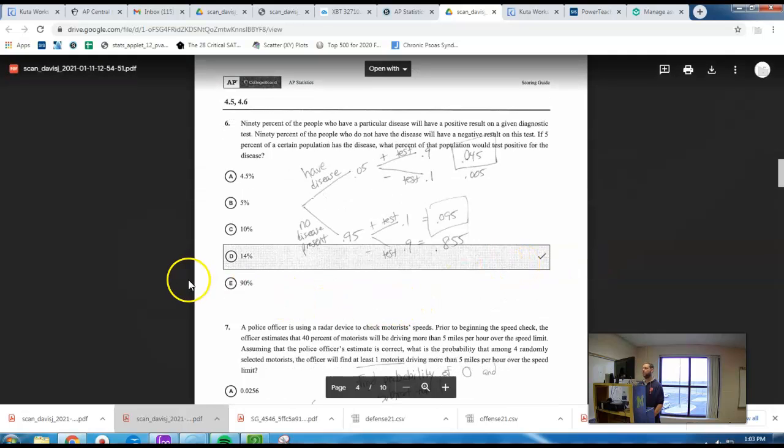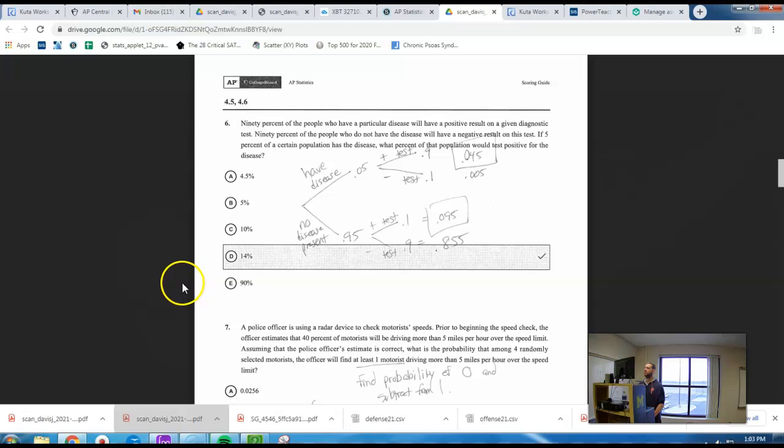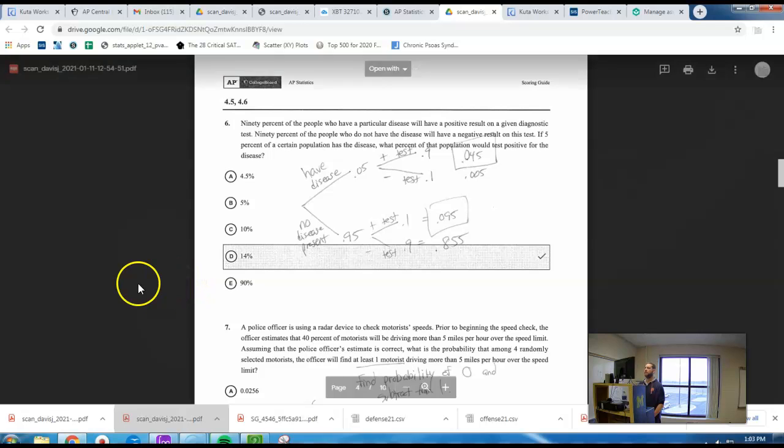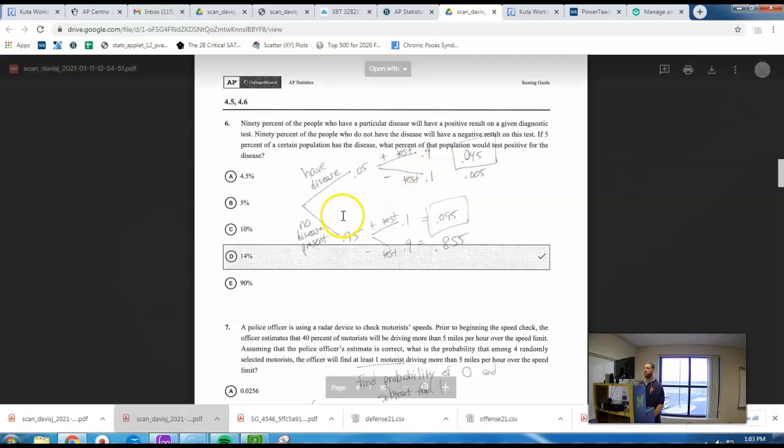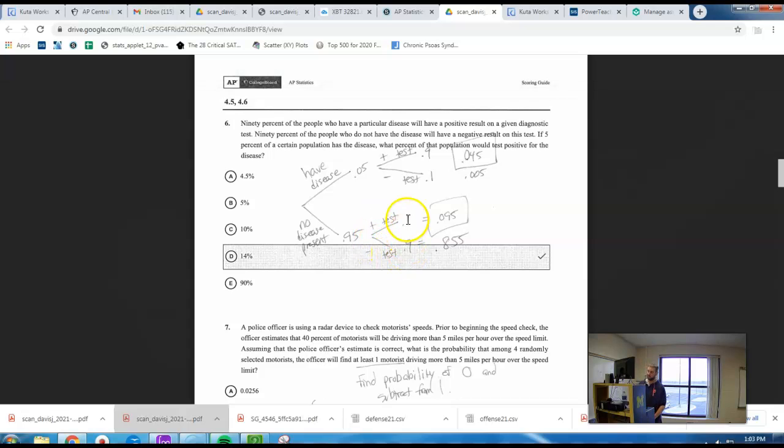Number 6, another tree is a pretty common one they like to look at. You can think about this with COVID. So let's say 5% of the people have the disease, 95% therefore don't. Well, if you have the disease, you're going to test positive 90% of the time, but there's this 10% false negative, which also pops up. So if you don't have the disease, you're going to test negative 90% of the time. There's a false positive up here.